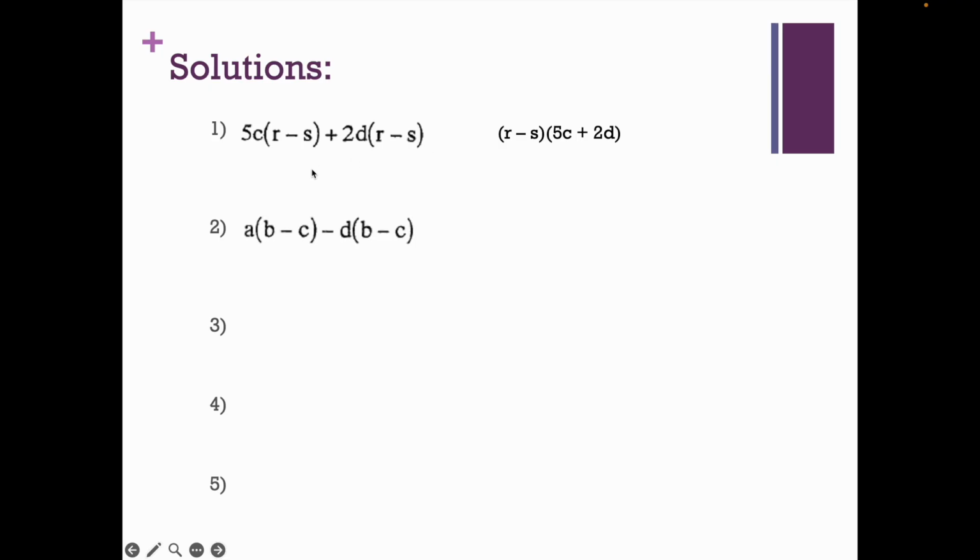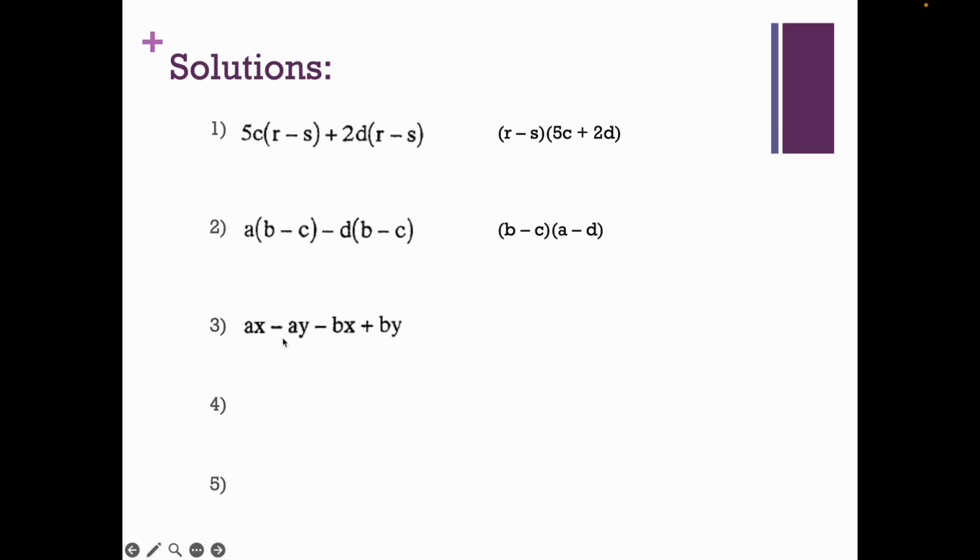The second example was the same thing. I already removed a common factor of a in the first part and negative d in the second part. So all that's left for you is to grab this identical bracket, b minus c, and beside it or in front of it, you're going to put a minus d with it, because a and negative d were the remaining terms.